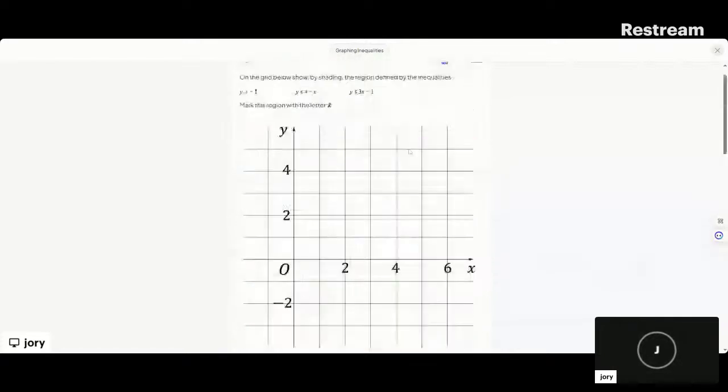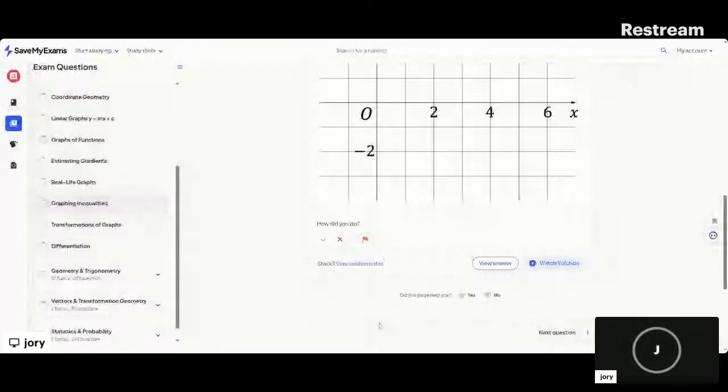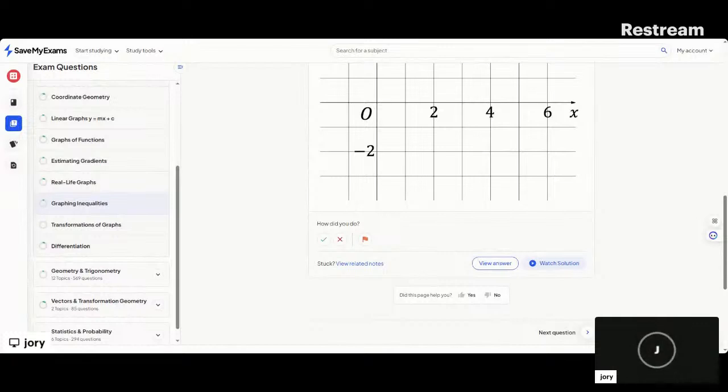Okay, I need to ask when. Okay, I'll just text my teacher. When do I shade the unwanted region? And when do I shade the wanted region? Question mark. Well, it didn't work. It's okay. I'll give that to myself because I know.